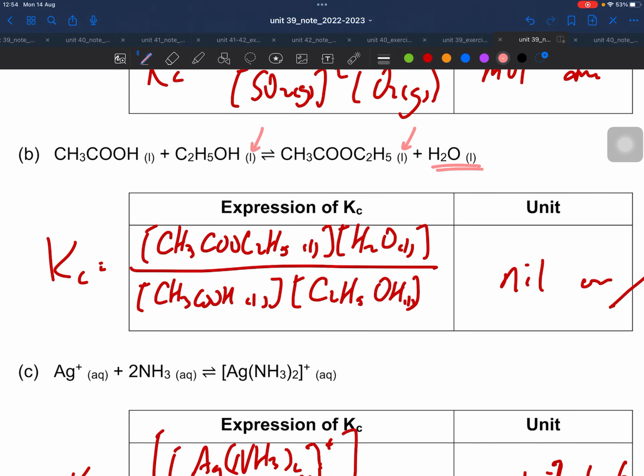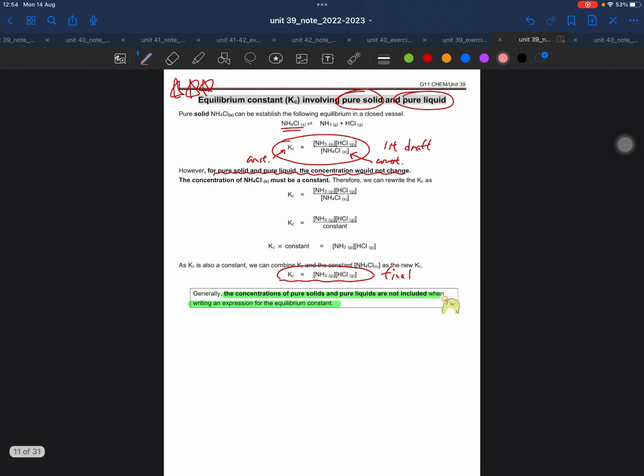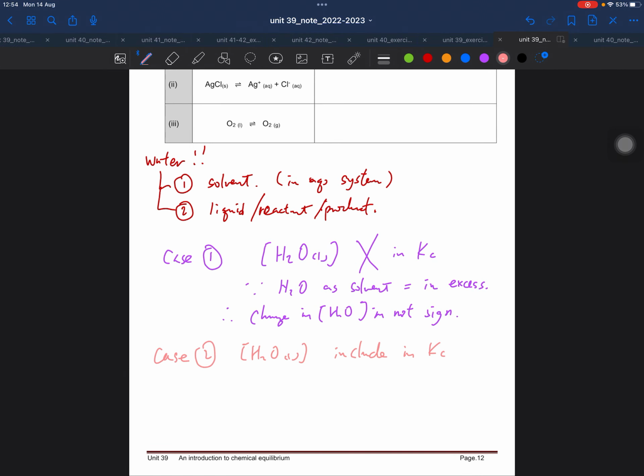So you can see everyone is in liquid form, no one is in aqueous. Okay, not AQ. So H2O here is added as a product, so of course it should be included in your answer of Kc. But if anyone exists in AQ, then forget it. Alright? So please pay attention. Well, water is a very special guy.